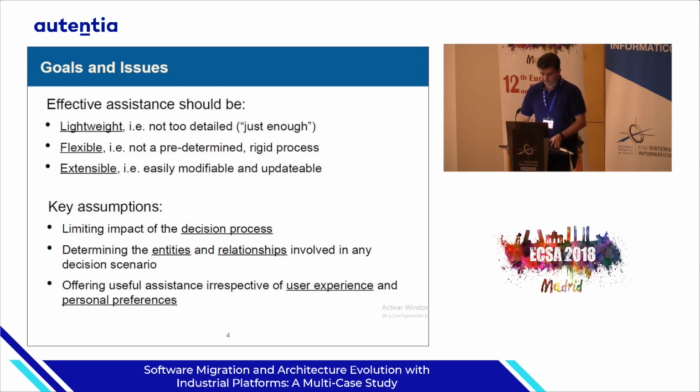The key assumptions that we made in creating this model were that we wanted to limit the impact of a decision process, as mentioned, that we wanted to determine the entities and relationships that were involved in taking any possible decision, and to offer useful assistance irrespective of whether the architect was a very experienced one or what his own personal experiences and preferences were.